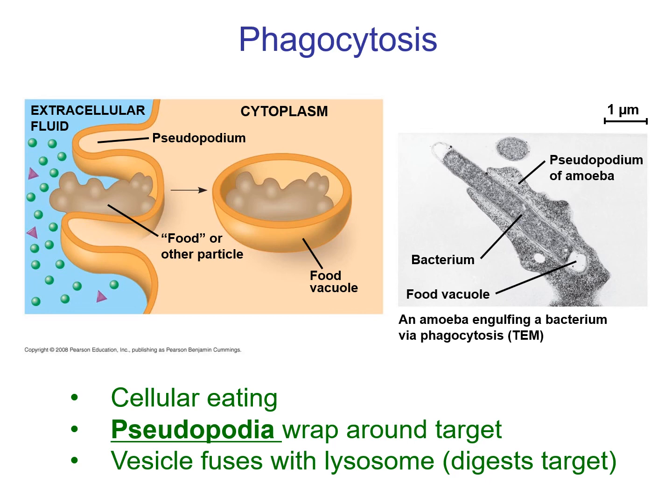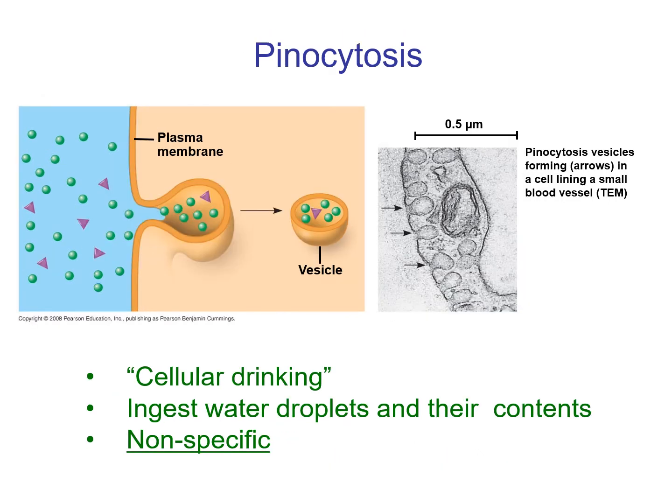Your white blood cells are amoeba-like. They produce pseudopodia. They engulf bacteria to kill the bacteria. And in the process, they're quite often killed as well. In pinocytosis, the cell is not taking in a big chunk of something like an entire bacterium cell. Instead, it's taking in a packet of fluid. It's taking in a packet of water, and it's also taking in whatever is dissolved in that water.